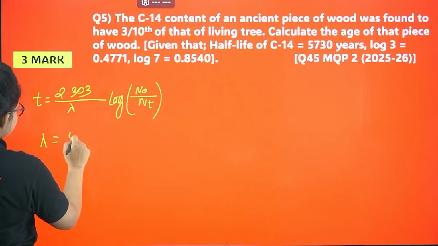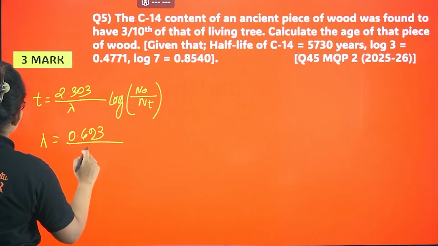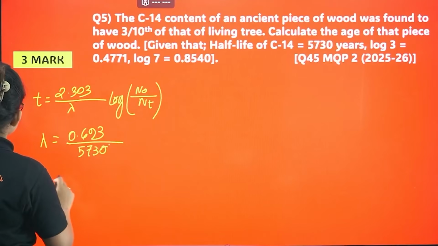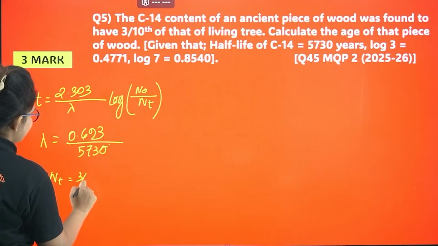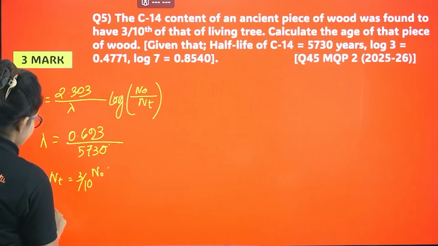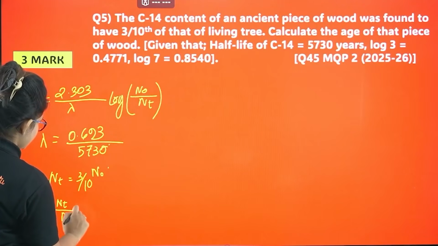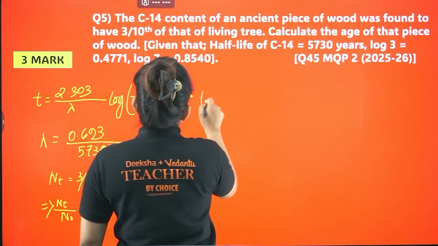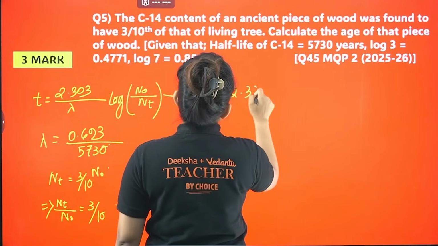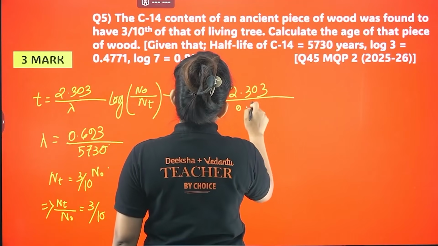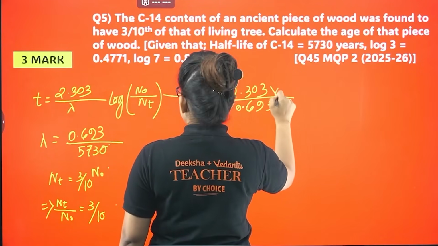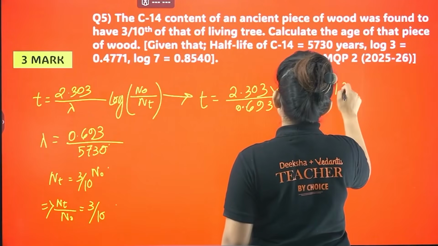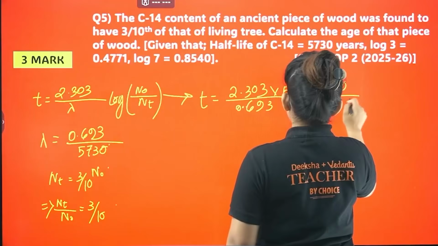You can see lambda equals 0.693 divided by T half, right? T half is given as 5730. Fine. Now they are saying that Nt is equal to 3/10 of N0. So from here Nt by N0 I can get 3 by 10. Okay, let's put everything here. So t is going to be 2.303 divided by 0.693 into 5730 into log 10 by 3, because not N0 by Nt, 10 by 3.